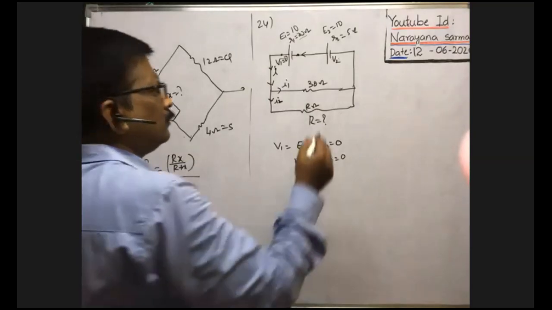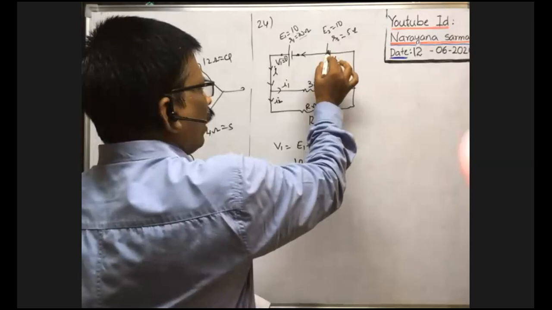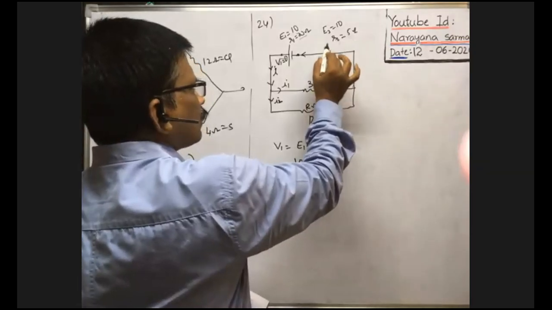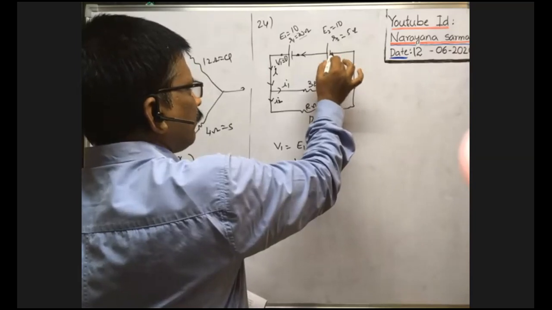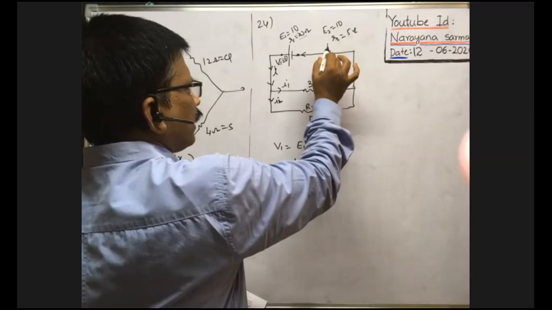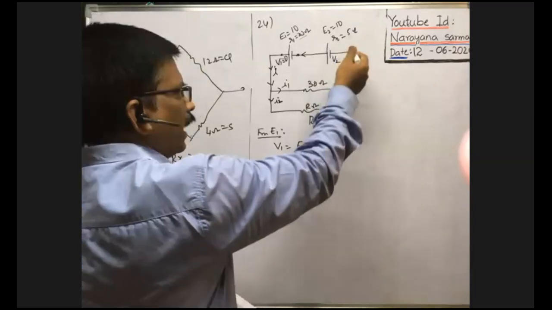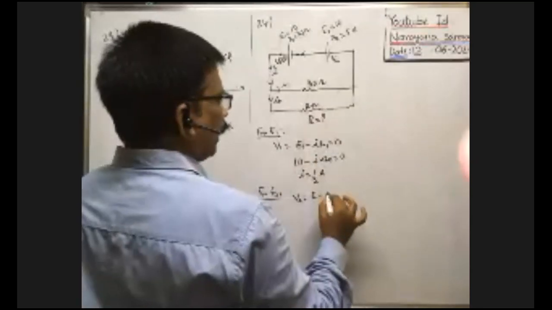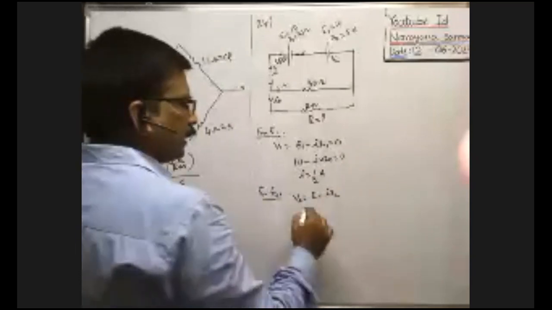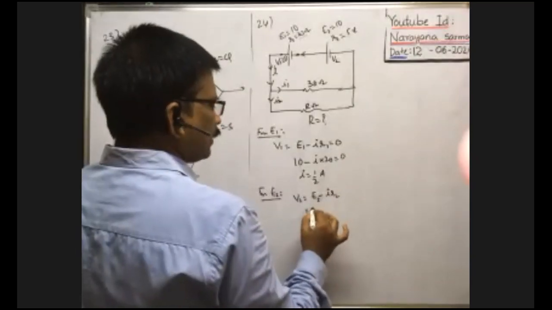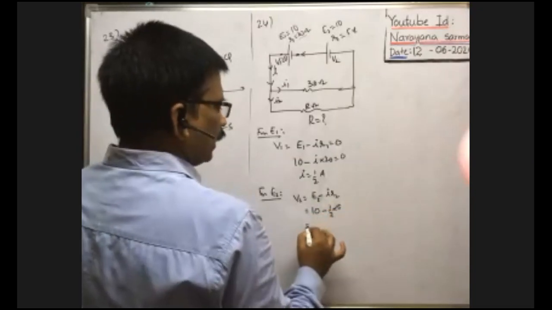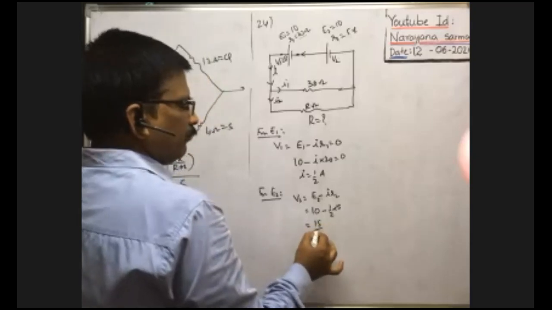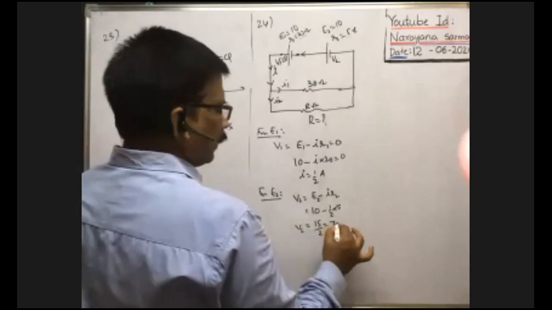Now, the potential difference of this second cell is not given. So what about the potential difference? For the second cell also, the cell is discharging, so V2 is equal to E2 minus I into R2. E2 is 10 volt minus I, which is 1 by 2, into R2, which is 5. So 15 by 2, that is, V2 is equal to 7.5 volt.